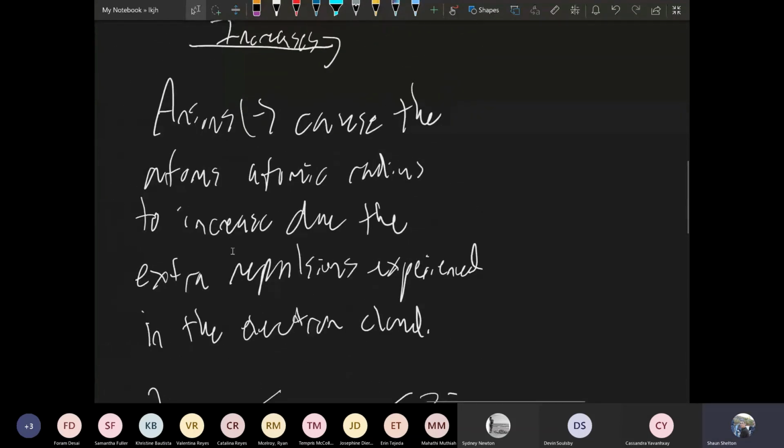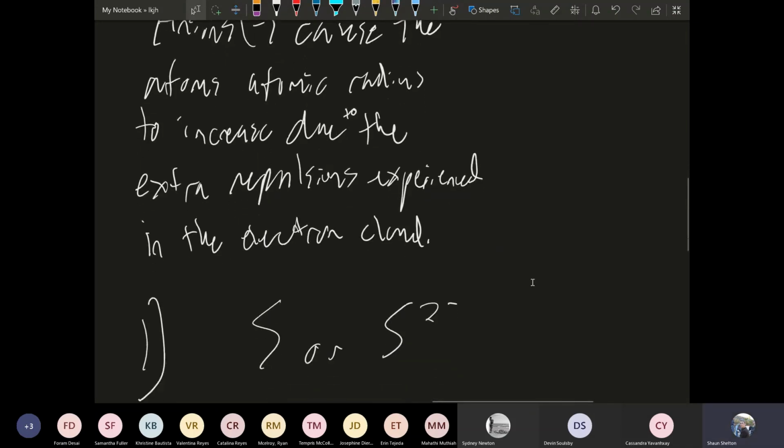Read this here for me right now. Just do the best you can. Read that. Anions cause the atom's atomic radius to increase due to the repulsions experienced in the electron cloud. So which one has extra electrons here? The 2 minus. So you want to change your answer? Yeah.